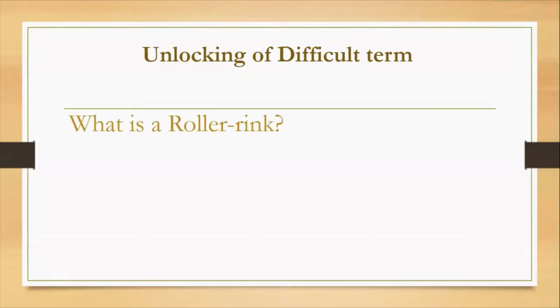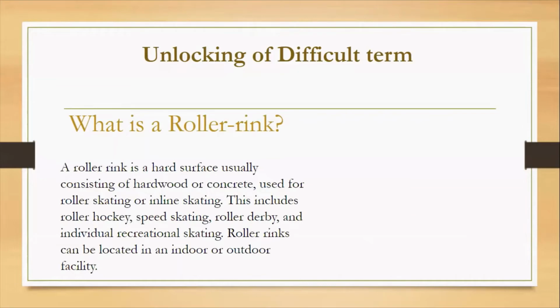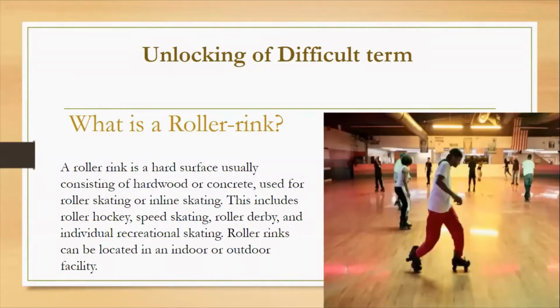What is a roller rink? A roller rink is a hard surface usually consisting of hardwood or concrete. It is used for roller skating or inline skating. This includes roller hockey, speed skating, roller derby, and individual recreational skating. Roller rinks can be located in an indoor or outdoor facility. This is a picture of an example of a roller rink. This is the facility wherein we can enjoy skating.